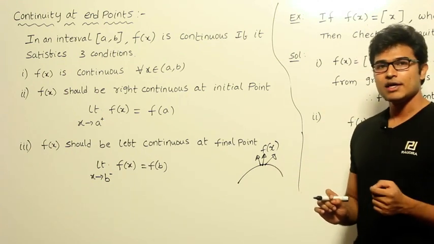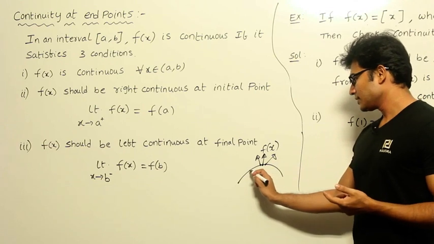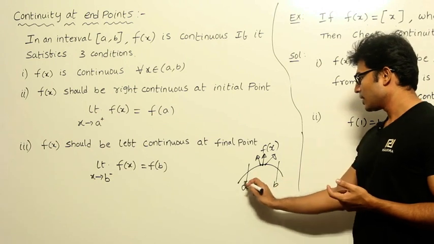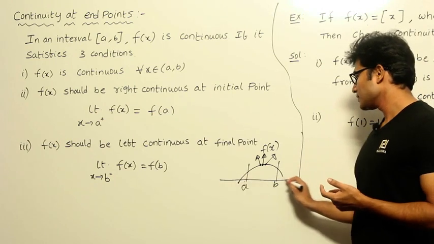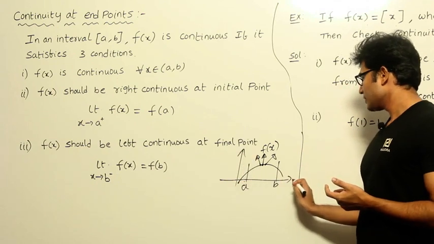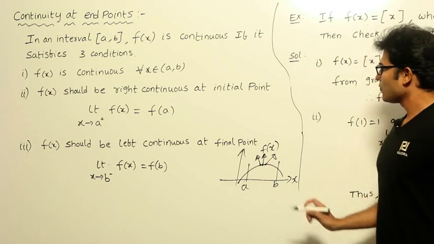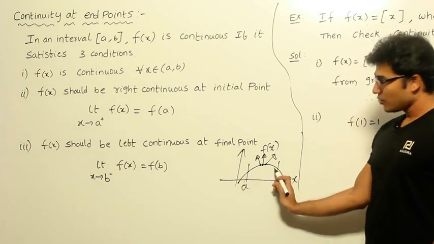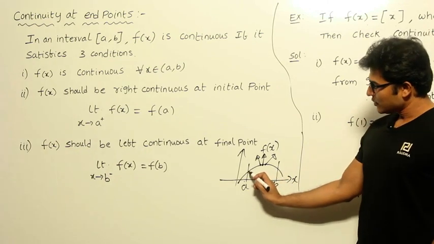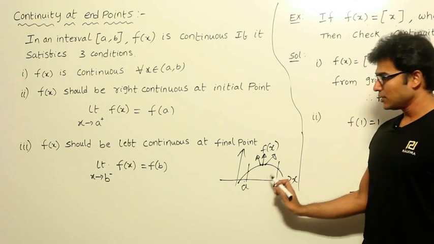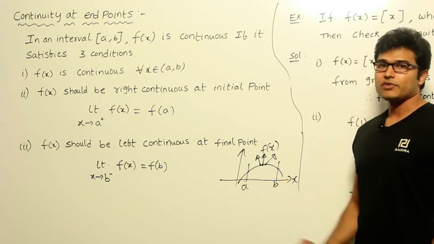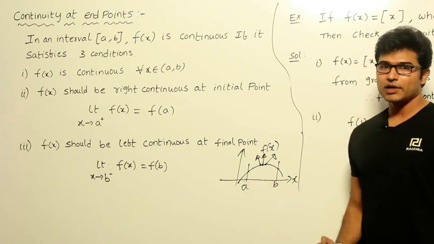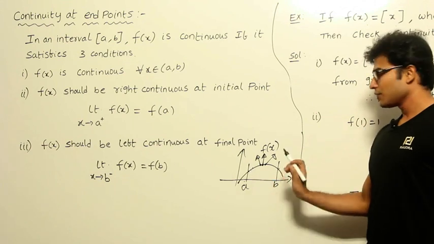Now what we want to see is whether the function is continuous over an interval, let's say a to b. A function is said to be continuous over this interval if it is continuous at all the points between them, as well as at the endpoints. But coming to the endpoints, we need not worry whether it is continuous to the left of the initial point, because that doesn't fall in the interval. So the only thing we should be worried about is whether it is continuous to the right of the initial point and to the left of the final point.